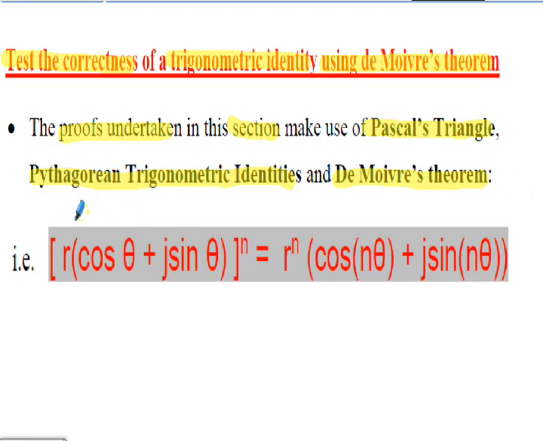Below is the expression we're going to use. In square brackets here we have r multiplied by cos theta plus j sine theta. It's all raised to the power of n. Using deMoivre's theorem, that's written as r to the power of n multiplied by, in brackets, cos of n multiplied by theta plus j sine n multiplied by theta. This will be the starting point of each of the examples we're going to review on the following slides.